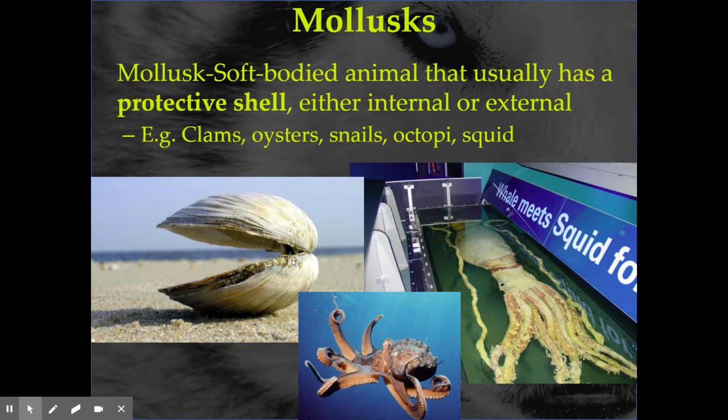So clams, snails, octopi, squid. Now, an octopus or a squid, they don't have a hard outer shell. So they, in that case, don't have the protective shell side of it. They do have a bony beak, and that's about the only hard part of an octopus or a squid.